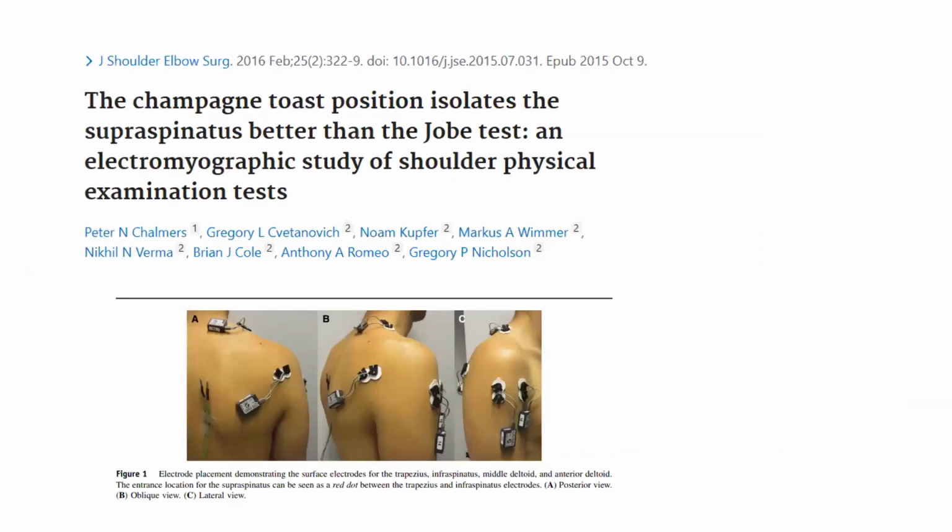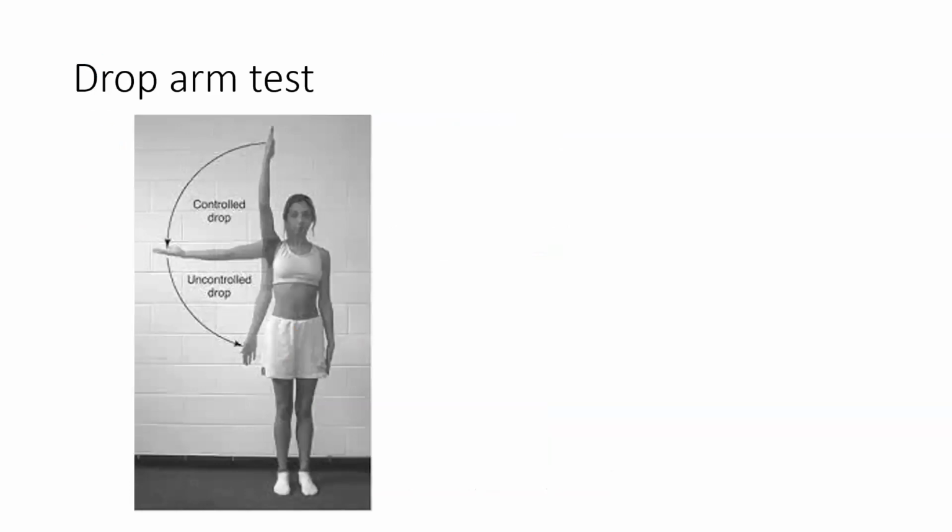So this is a study published in the Journal of Shoulder and Elbow Surgery in 2016, showing that the champagne toast position isolates the supraspinatus better than the Jobe's test. This was based on an EMG study looking at recruitment of the surrounding rotator cuff muscles as well as the surrounding shoulder supporting muscles, which showed that the isolation of the supraspinatus muscle was much better in the champagne toast position. Next is the drop arm test, which we all know.